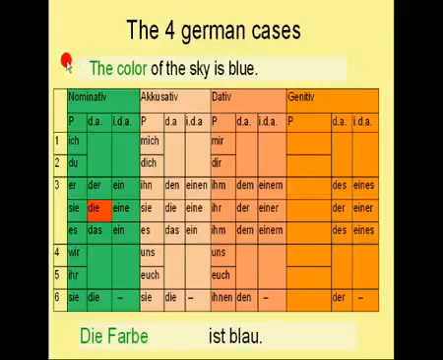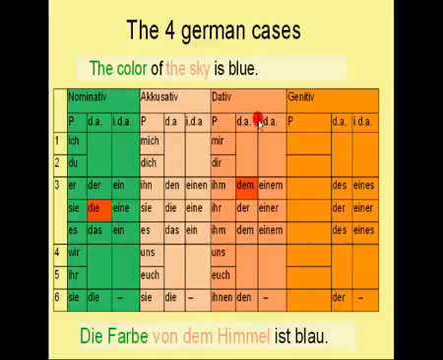Here again the sentence, the color of the sky is blue, which starts with die Farbe and ends with blau. But now, instead of taking the genitive case like before, we now use the preposition von and the dative case. So which article of the dative case do we have to use now? Remember that sky means Himmel in German and is a male noun. Therefore, if we build the sentence with von and the dative case, we need to use the definite article dem, and the sentence would read: Die Farbe von dem Himmel ist blau.